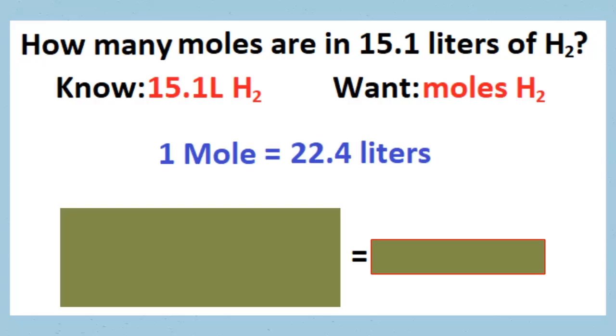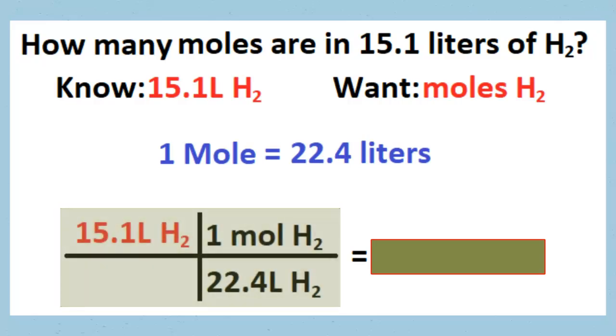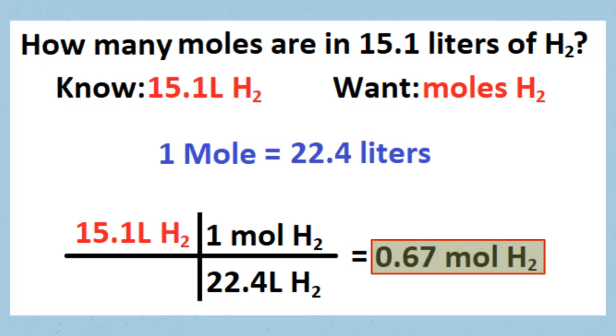We plug into our dimensional analysis, starting with what we know. So 15.1 liters of H2. If we have liters of H2 on top, we want liters of H2 next on the bottom. And again, it's always 22.4 liters when we're equating it to 1 mole. So 22.4 liters of H2 is equal to 1 mole of H2. Multiply your top numbers, divide by your bottom numbers. So 15.1 times 1 divided by 22.4, and we get our total, which is 0.67 moles of H2.